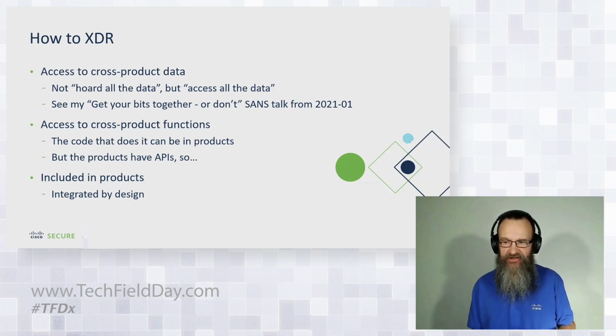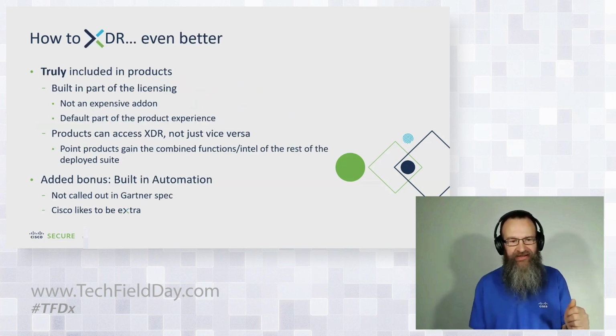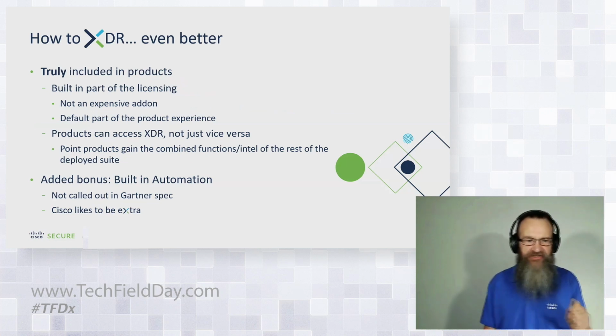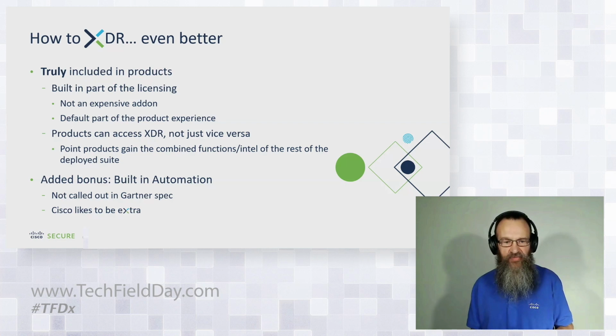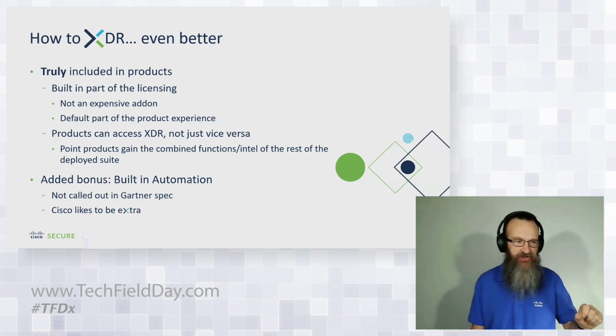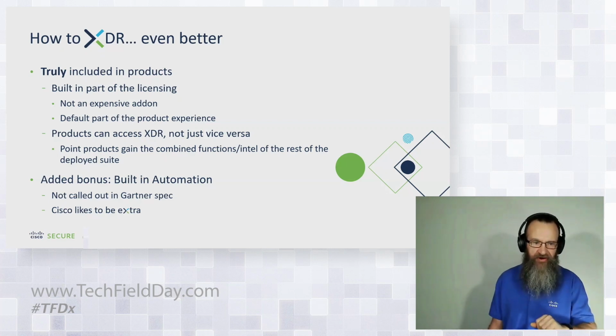Now, turning it up a notch, how to XDR even better. Make it really included in the products. Make it a built-in part of the licensing, not something you have to buy even as a license or an add-on item, another row in the PO. Make it a default part of the product experience like we've done with SecureX. Make it so the products can access the XDR, not just vice versa. So you have your XDR platform and it can access all the intelligence and all the capabilities of multiple of your different products. That's great.